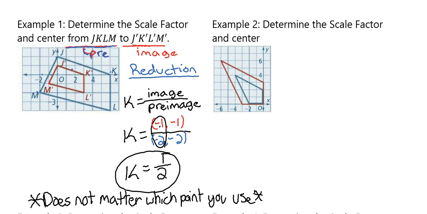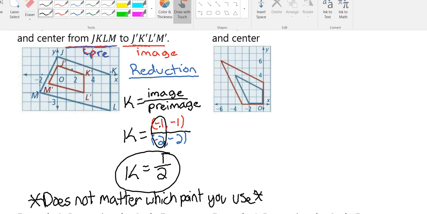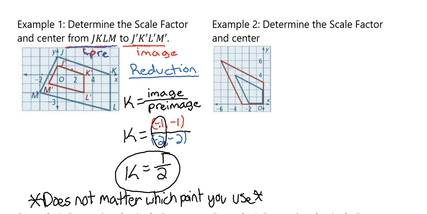Okay. So then we need to look at where my center is. So again, I'm going to draw those lines that connect, in this case J and J prime. I can keep going. K and K prime. M and M prime. And L and L prime. Where do all those lines meet? Right there. And that's how we find our center. Like I said, in this case, it's always going to be 0, 0, but it's good to know how to find that.